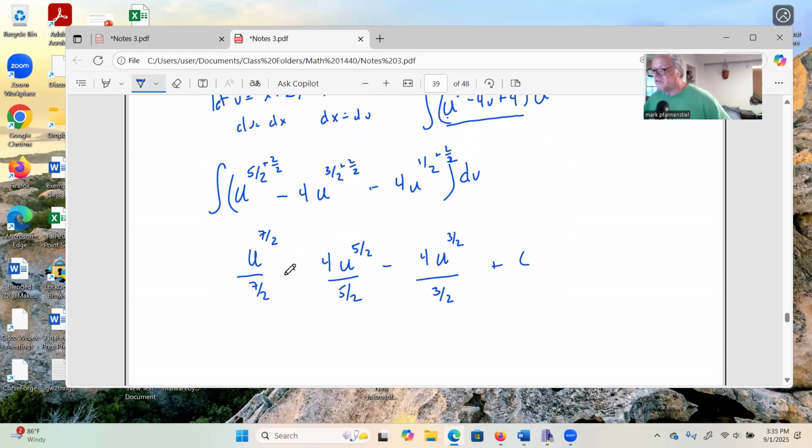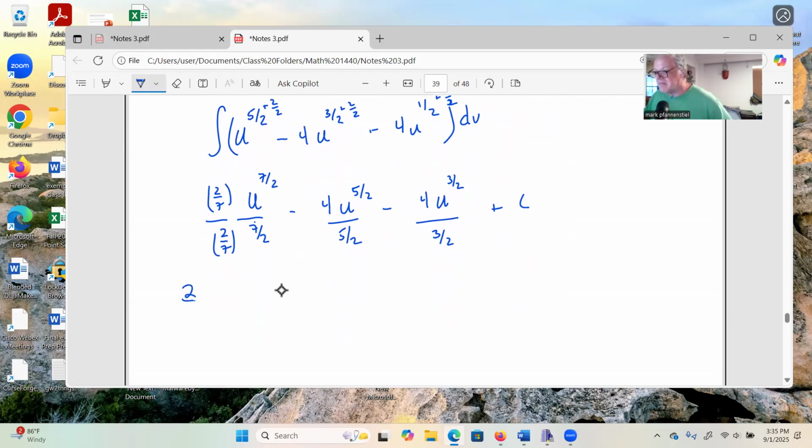Let's see. All we have to do is still deal with this. Remember how to deal with fractions and fractions? Well, what I'm going to do is multiply top and bottom of this fraction by 2/7. The stuff on the bottom is all going to cancel out. That's the whole point. So we end up with 2 over 7 u to the 7/2. And the same thing is going to happen. I'm going to multiply by 2/5 top and bottom. The stuff on the bottom is all going to cancel out. We have 2 times 4, which is going to be 8 over 5 u to the 5/2.